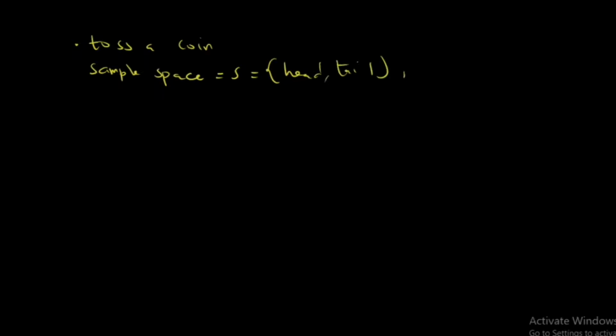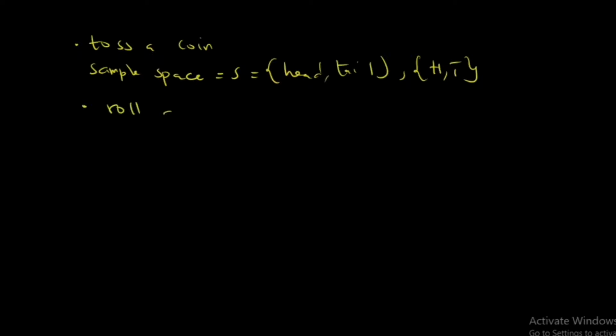So the first random experiment we're going to look at is tossing a coin. When you toss a coin, what will be the sample space? You are going to have either a head or a tail, and it's usually represented in curly brackets. Let's move on to the second one.